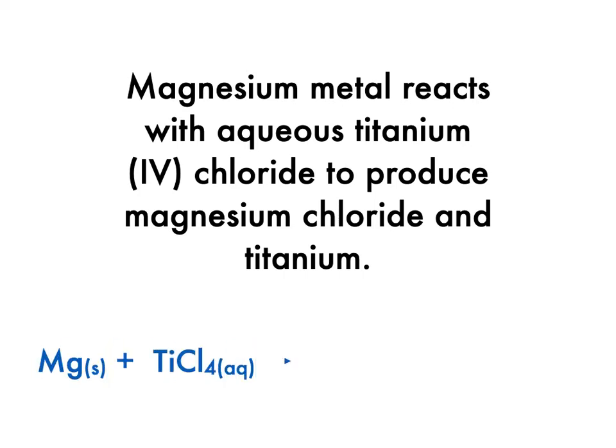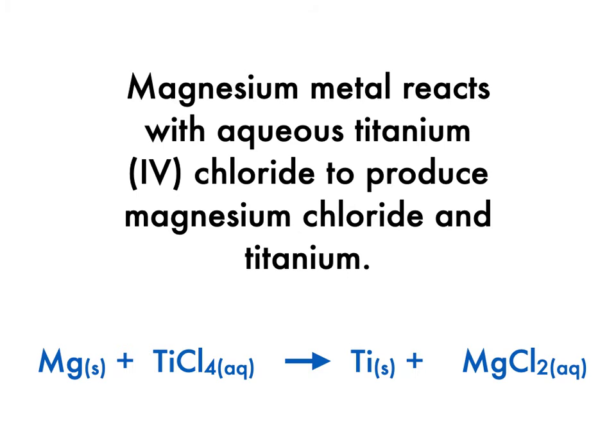Okay, so if you pause the video, magnesium metal is going to tell us that we have solid magnesium. Metals are generally solid at room temperature. Titanium 4 chloride, that means titanium has a 4 plus, chloride has a 1 minus. And so it will take 4 chlorides to balance out 1 titanium. And it tells us that that is aqueous or dissolved in water. So we have a solution of titanium chloride and we're going to add magnesium to it.